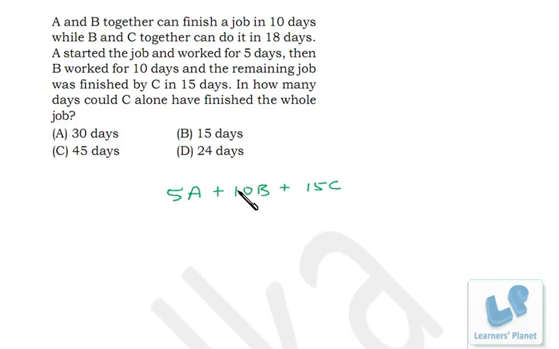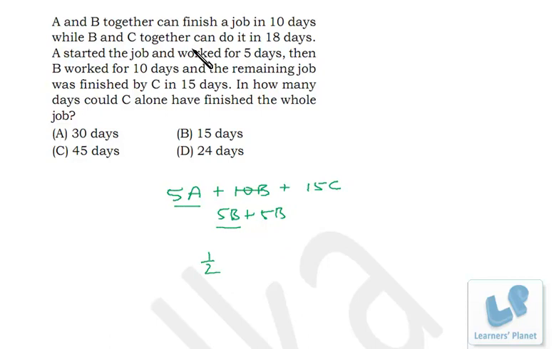Now this 10B I break into 5B and 5B, right? So this is 5A plus 5B, right? Half of the work is done, because in 10A plus 10B the full work is done. That means in 5A and 5B half the work is done, right?